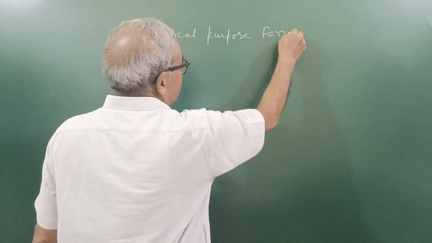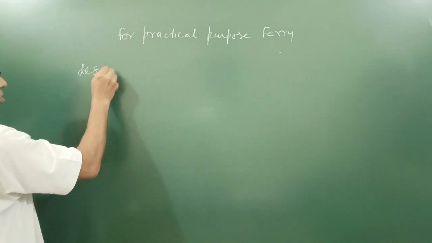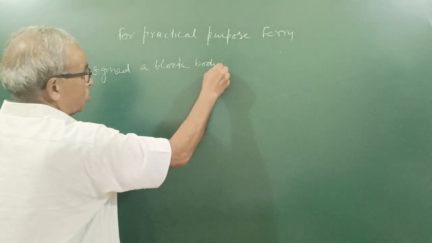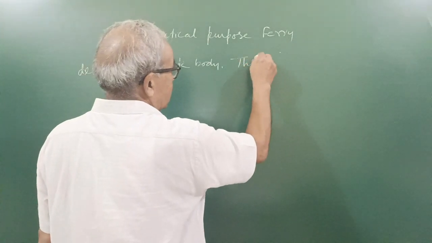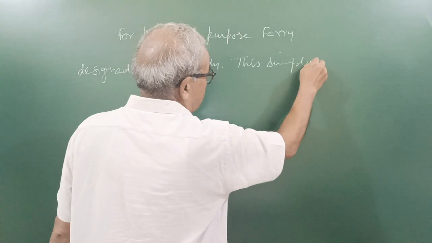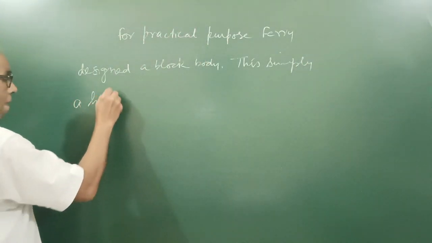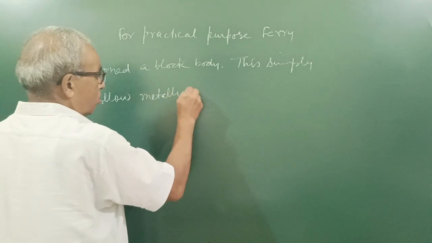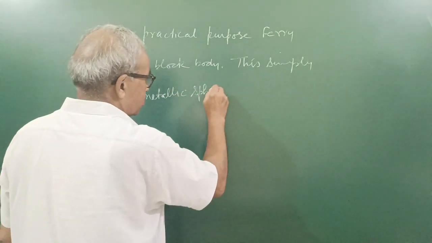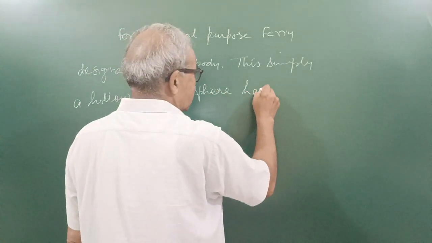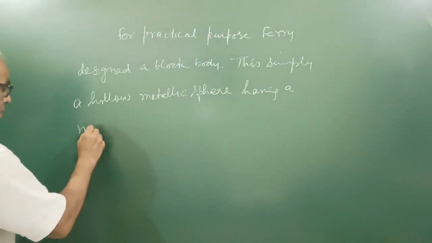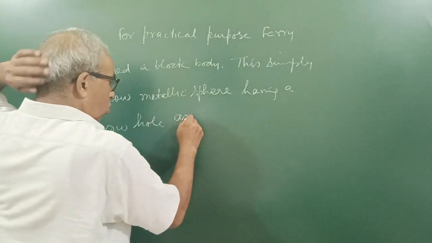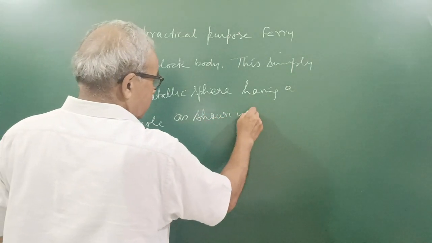Fery designed a black body. This is simply a hollow sphere, a hollow metallic sphere, having a narrow hole, as shown in the figure below.